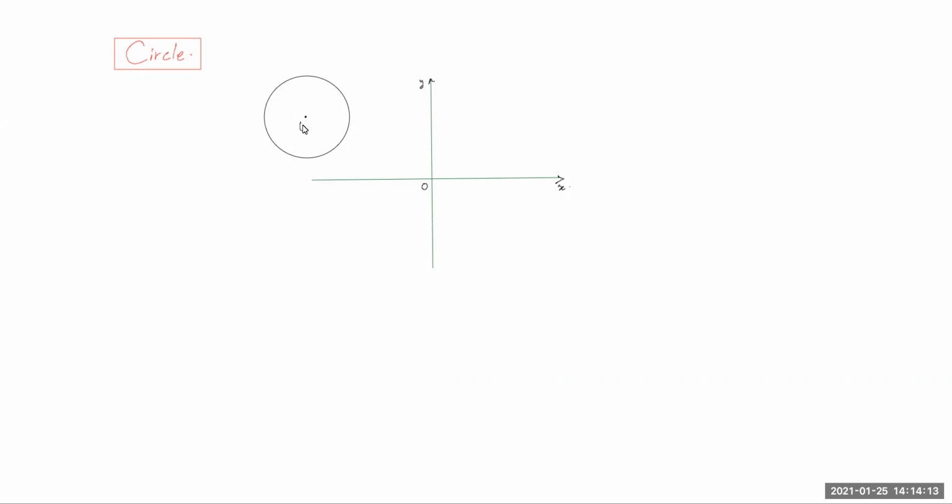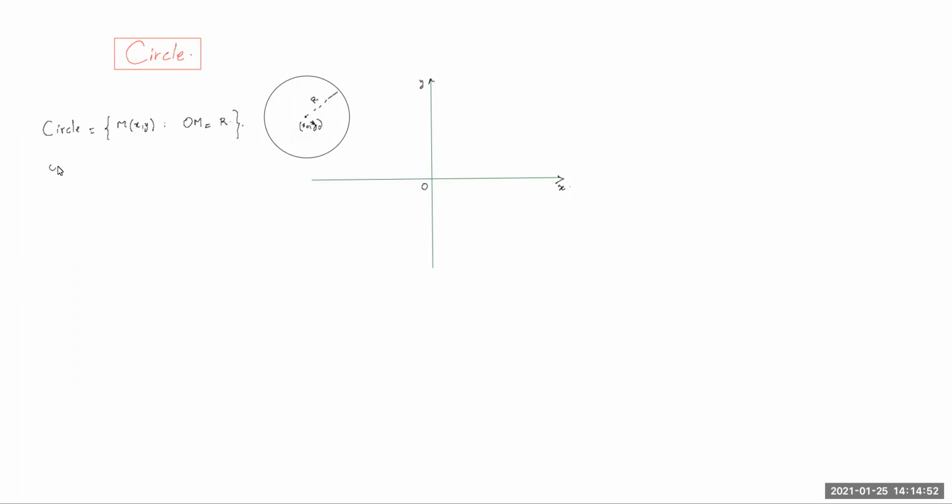If we call this center x0, y0, then we can characterize this circle by all the points that are located at equal distance, let's call it R. So the circle is the set of all points in the plane, so points with coordinates x, y, such that the distance OM is equal to R, okay?